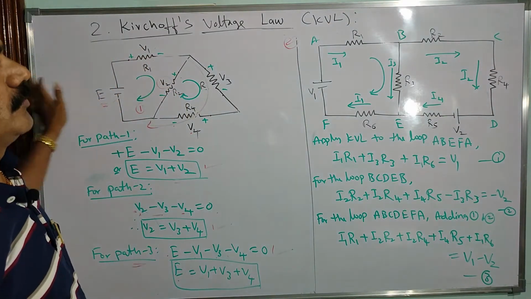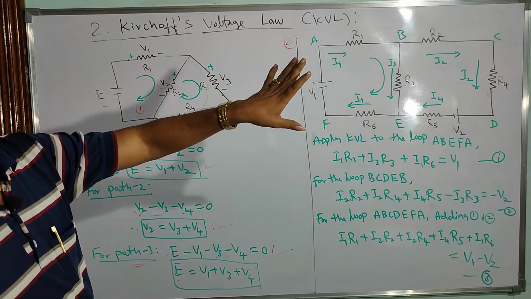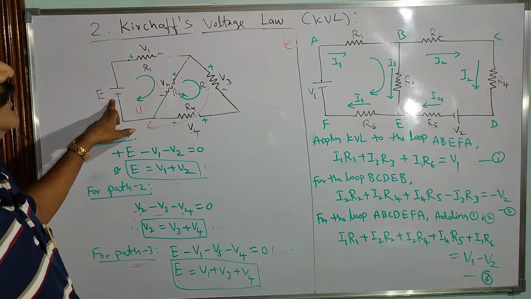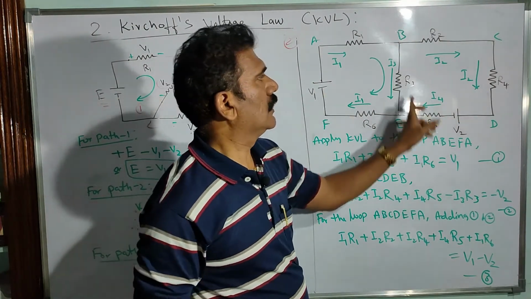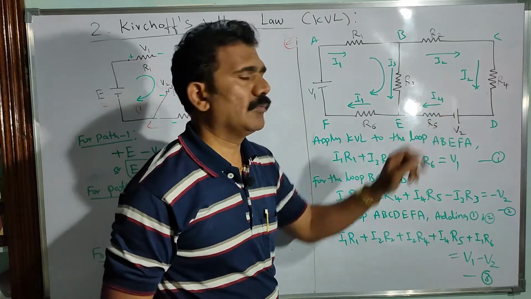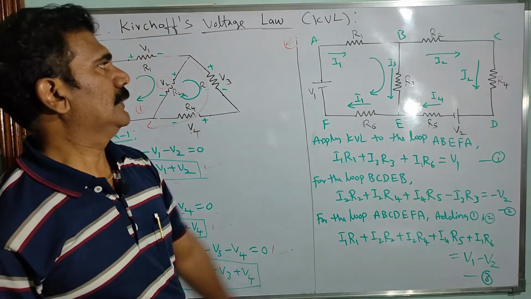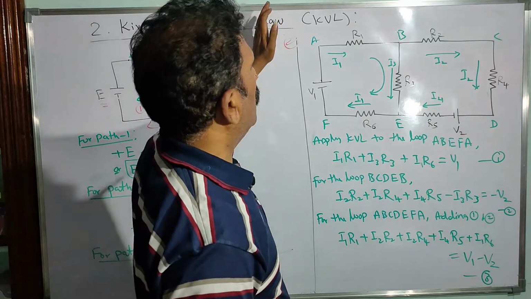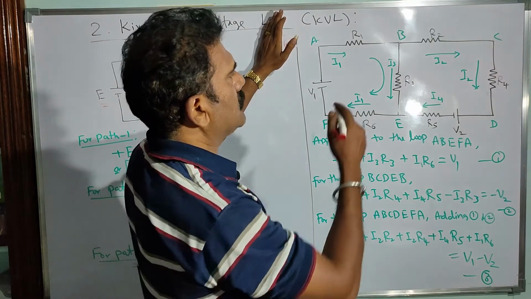Now look at the second example, another complicated network. What is the difference here? The arrangement of the resistors is different, and instead of only one source, here I am considering two voltage sources, V1 here and one more voltage source, V2. It is more complicated than the first one because there are two sources. To solve this circuit, apply the KVL to each path.